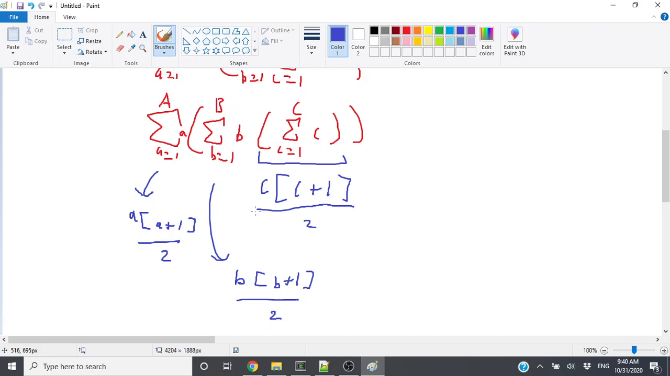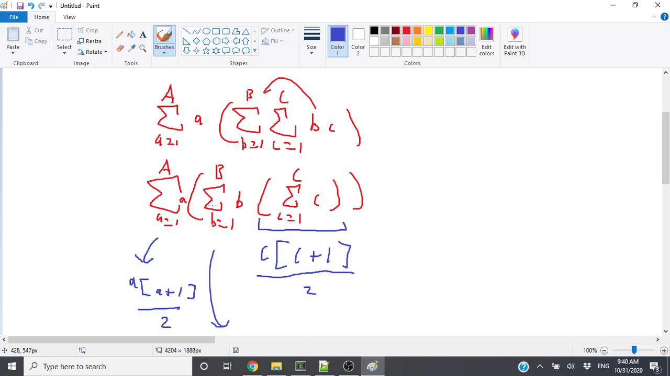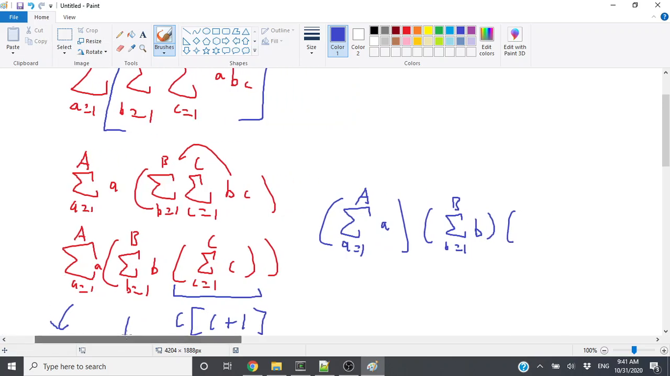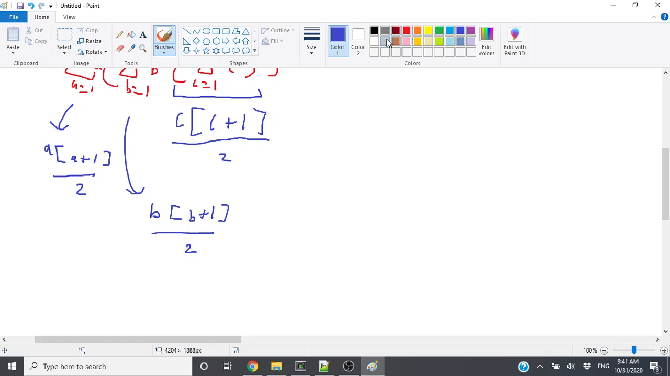And the final answer is just all of these multiplied together, because it's just constants. This is a constant, which means this is a constant times the sum of B, and you can do the same thing for A. So the answer is the sum from A equals 1 to A of A, times the sum from B equals 1 to B of B, notation is great, times the same thing for C. These sums, despite being a product, are actually totally independent of each other, which is interesting. And in general, if you had more than three variables, you can do the exact same thing.